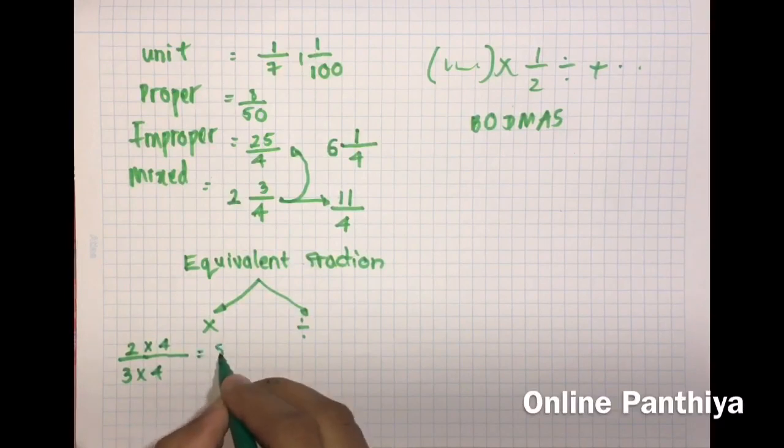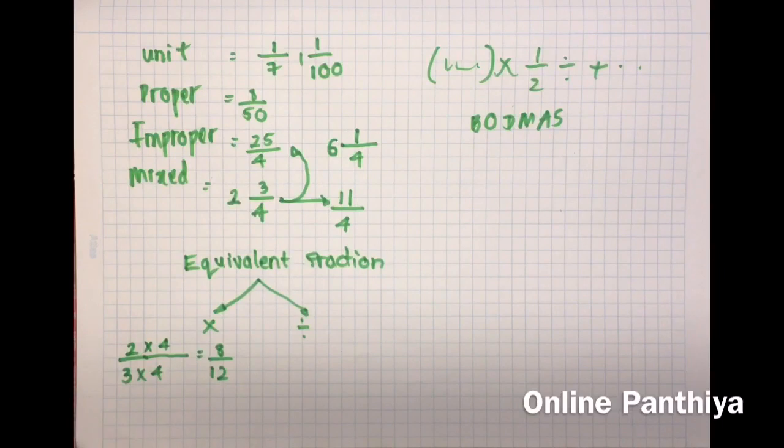That is going to give me 8 over 12. Okay, you can multiply by any number you want. Both the numerator and the denominator should be multiplied by the same number. And division. Now the division part is used when the numerator and the denominator are larger and if they are divisible by the same number. Consider 50 over 24.